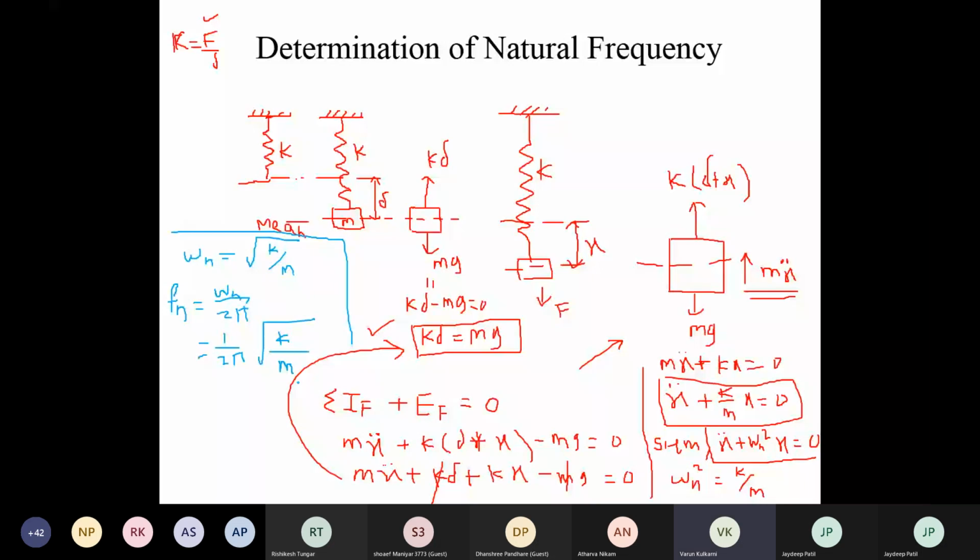What do we call omega n? Omega n is a circular natural frequency. All of you note down: omega n is a circular natural frequency of that vibrating body, and Fn is the number of cycles per unit time, the frequency of that body. Only write down the circular natural frequency.